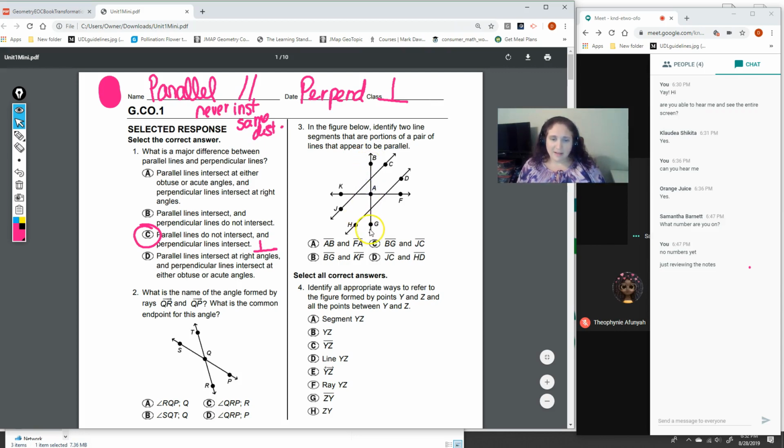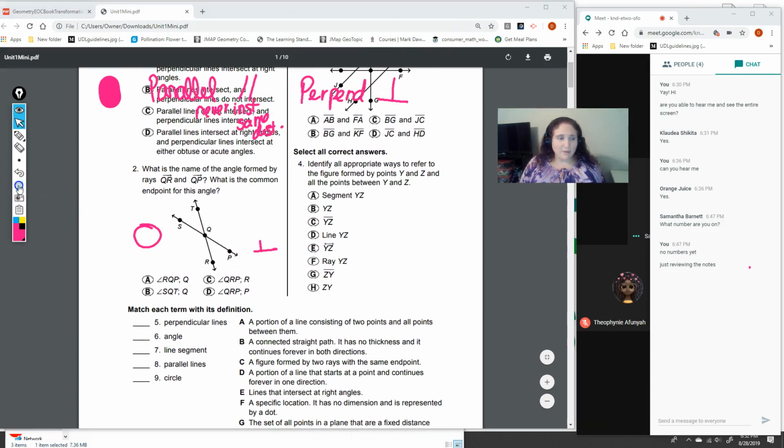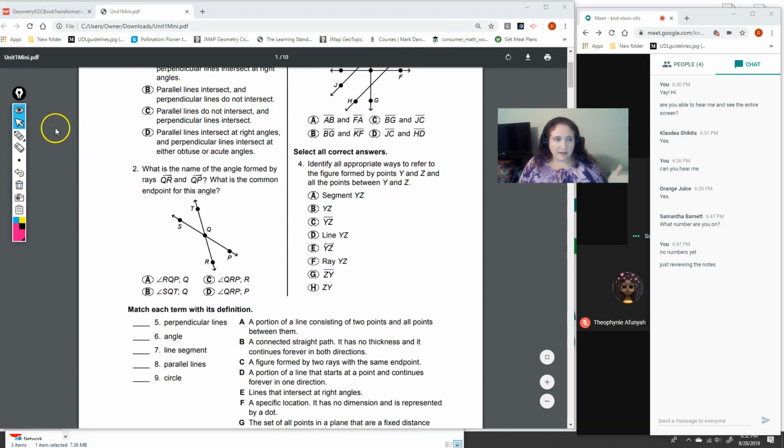BG is this long line again. KF is here. Again, those intersect. BG, JC, those intersect. So you're really looking at JC and DH, and those, again, distances are going to be the same. In terms of identifying appropriate ways, and again, if you have any questions, please, please, please stop me.